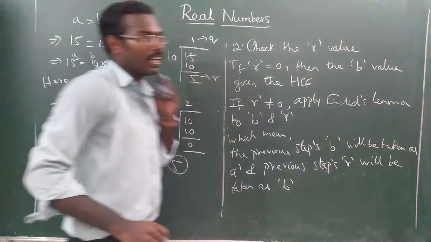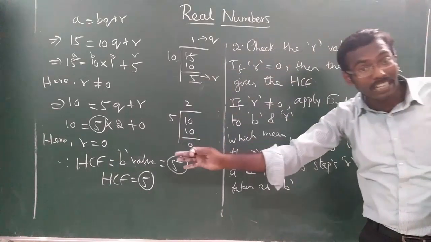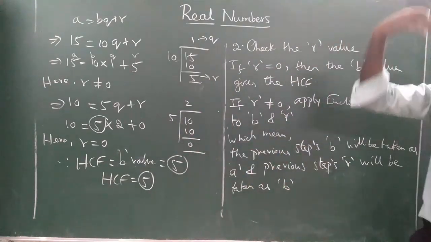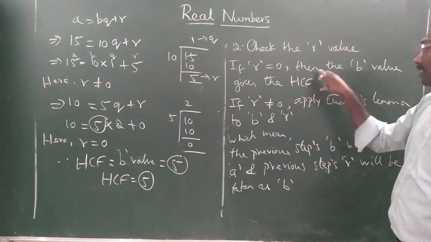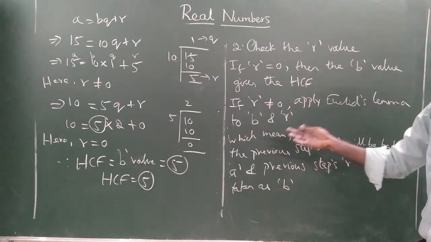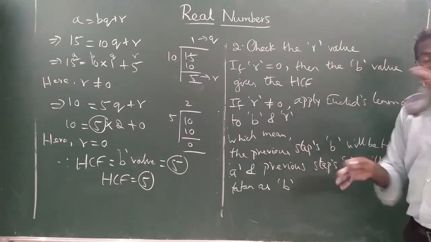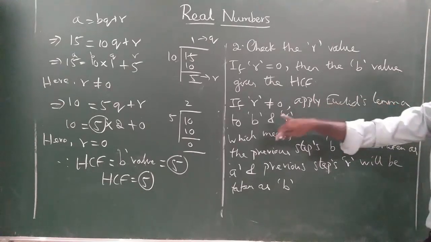Okay, it's easy only. So first you have to represent it in the form of Euclid's division lemma. Then you have to check for R value. If R value is equal to 0, that's all. The step's B value will be taken as HCF. If R value is not equal to 0, then you have to do one important step. You have to apply the Euclid's lemma for B and R.